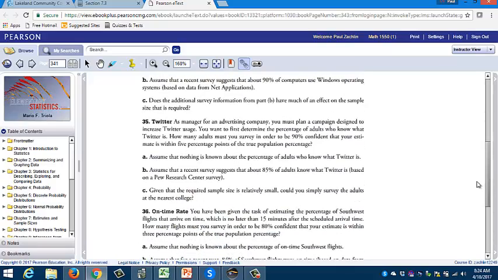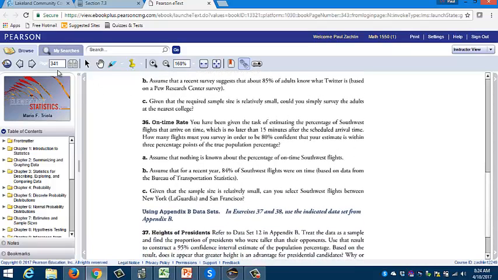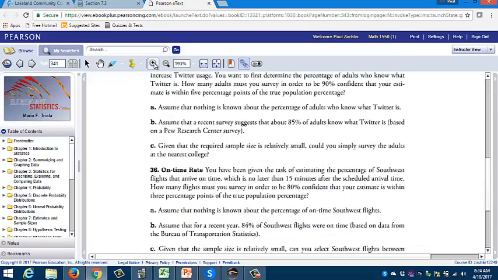This is a problem involving sample size. On-time rate. It says you've been given the task. Hey, your future career, guys, when you work for the new Cleveland Hopkins upgraded airport, you have to estimate the percentage of Southwest flights that arrive on time. So if you're 10 minutes late, they count that as on time. 20 minutes late? No, it says no more than 15 minutes late. How many flights must you survey if you want to be 80% confident that your estimate is within 3 percentage points of the true population percentage?